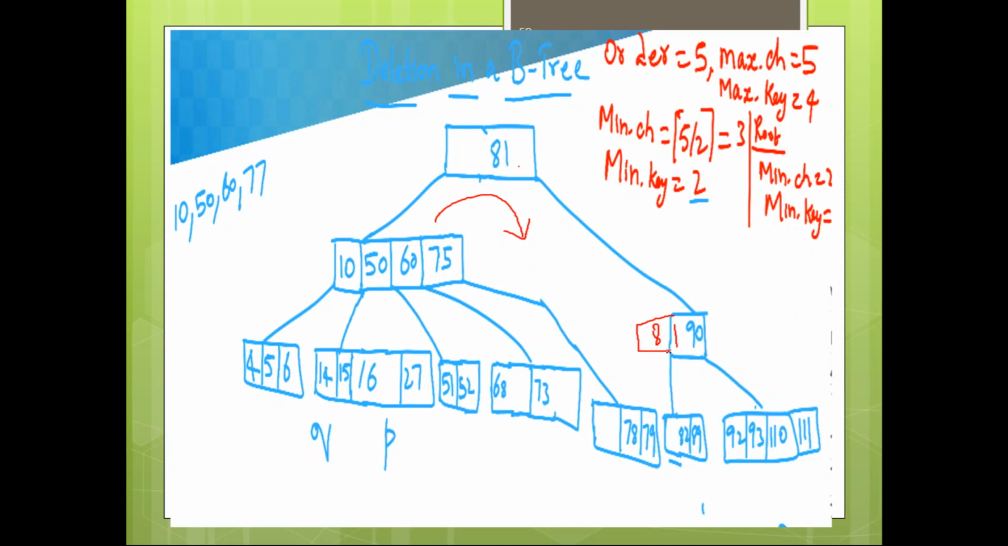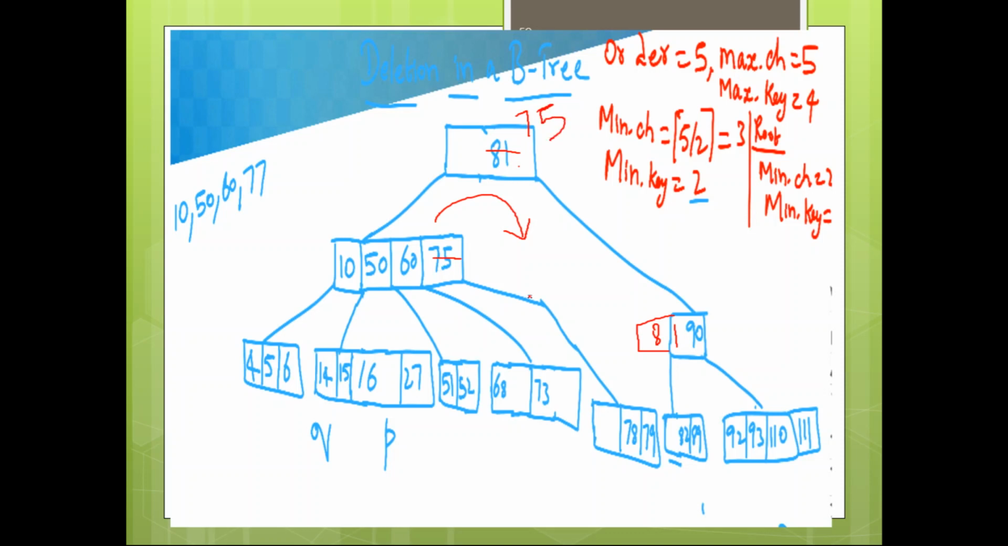81 will come down, right? Yes, 81 will come down. So this node will become 81 and 90. Okay, and what will happen? This 81 will be replaced by 75. Okay, so 75 is not here no more.